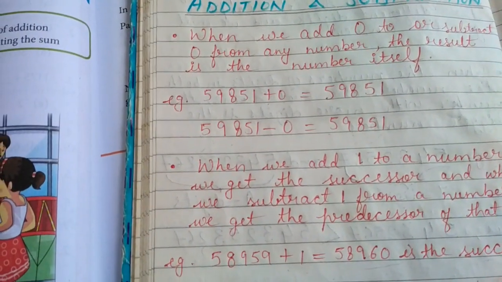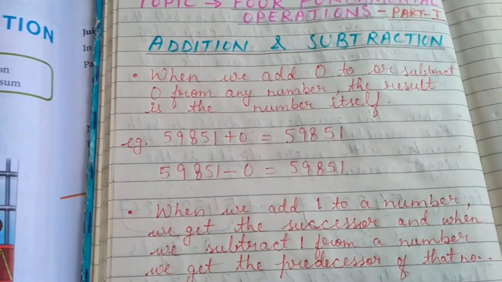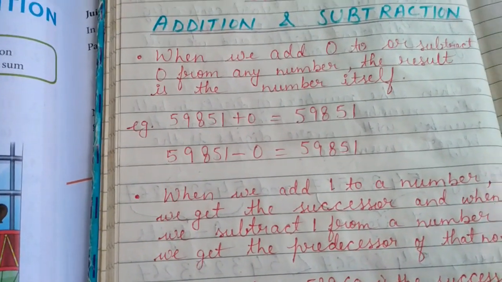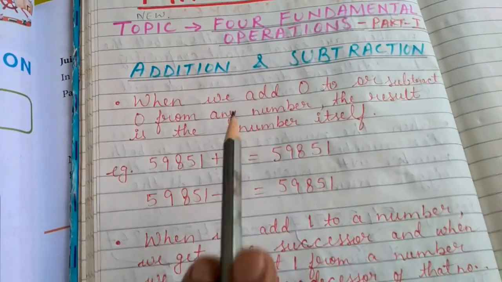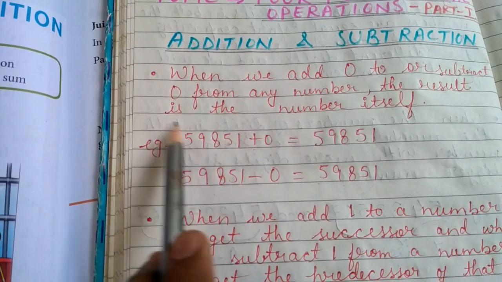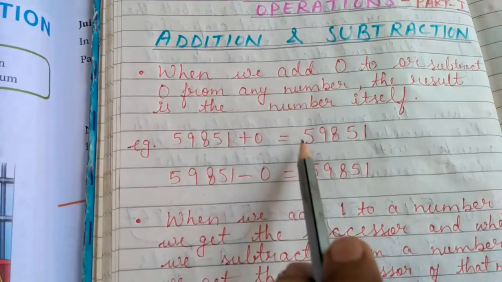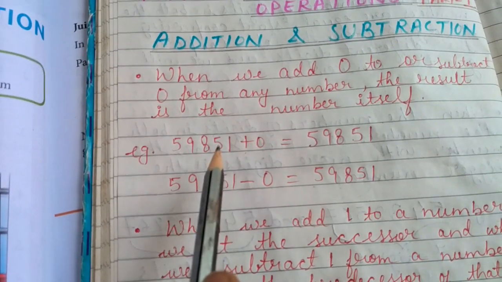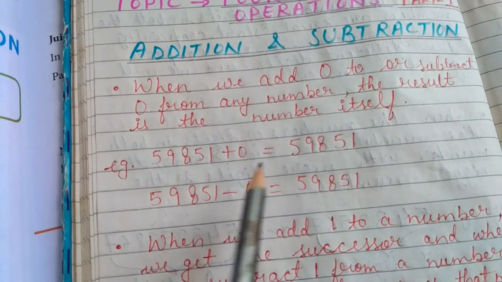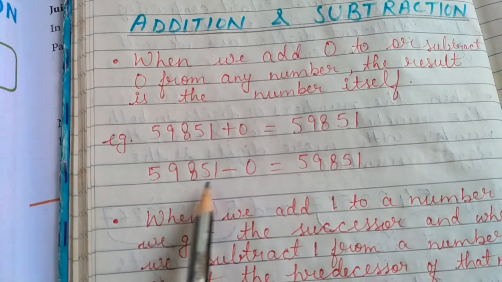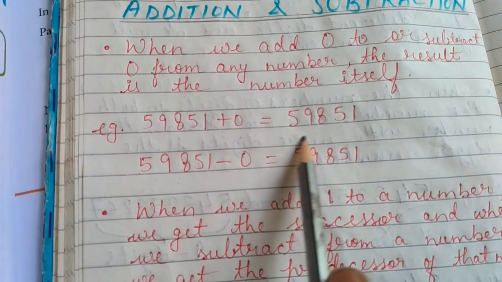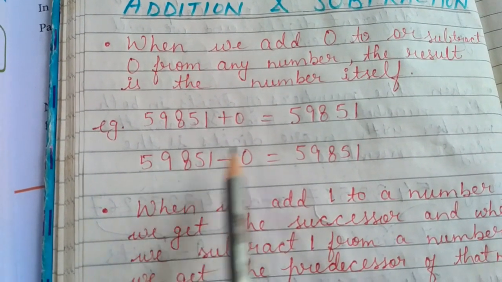First point with addition is that when we add 0 to or subtract 0 from any number, the result is the number itself. It means to say that suppose this is a digit over here, 59851 plus 0. If 0 will be added to any of the given number, the result will be the number itself. There will be no change in this number if we add 0, because 0 is having a 0 face value. Okay, and even if 0 is subtracted from any given number, then also there will be no change. The result will be the number itself.